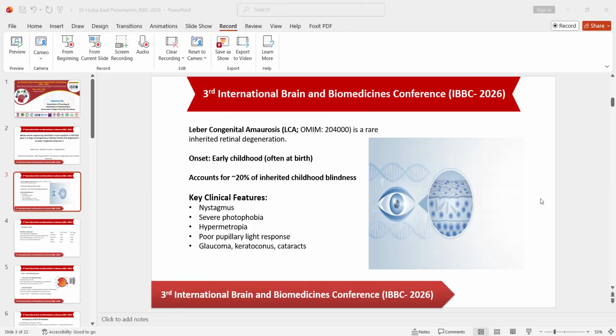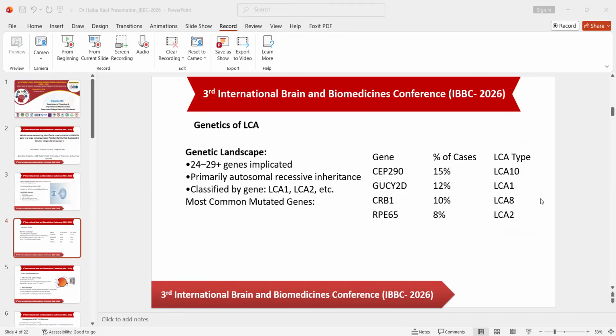So any disruption in these rods or cones can cause visual abnormalities in children, and it can also account for childhood blindness. Key features of LCA include nystagmus, photophobia, hypermetropia, which is known as farsightedness, and allied visual abnormalities such as glaucoma, keratoconus, and cataract are also associated with it.